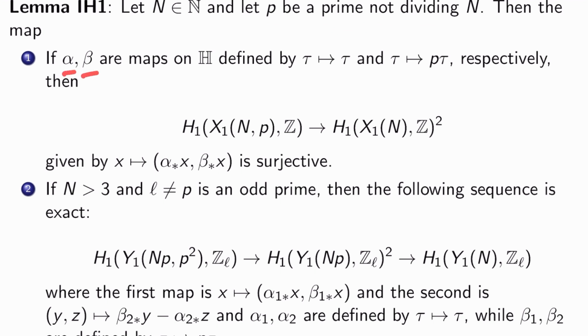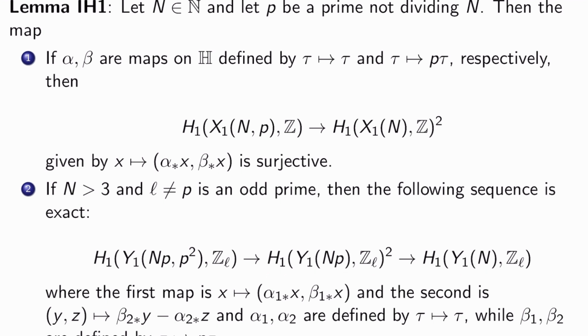If alpha and beta are the maps on the upper half plane, defined by tau maps to tau and tau maps to p tau respectively, then the map from H1(X1(np), Z) to H1(X1(n), Z) squared that sends x to (alpha lower star x, beta lower star x) is a surjection. That's the first thing we'll need. The second thing we'll need is that if n is bigger than 3 and L is a prime that's odd and not equal to p, then the following sequence is exact: H1(Y1(n,p,p), Z_L) to H1(Y1(np), Z_L) squared to H1(Y1(n), Z_L).